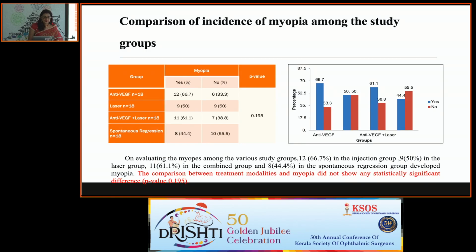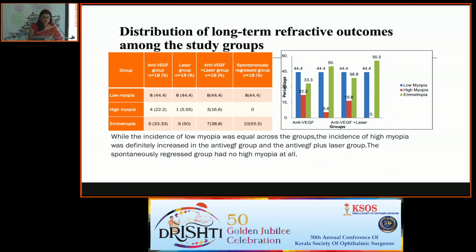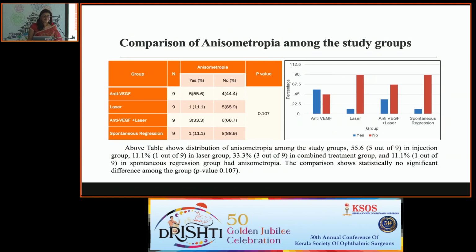The incidence of myopia when we compared, it was found that the injection group and the combined group again had the maximum myopia, but the difference was not statistically significant between the 4 groups. The long-term refractive outcomes when we looked at the myopia and the emmetropia part, the low myopia was equal across the groups. But if you look at high myopia, again the anti-VEGF and the anti-VEGF plus laser group had more high myopia than the others, and the spontaneously regressed group did not have any high myopia at all. Comparison of anisometropia between the study groups again did not show any statistical difference.